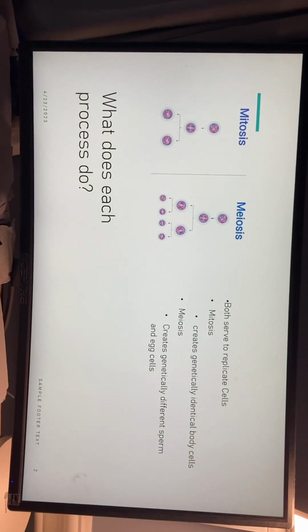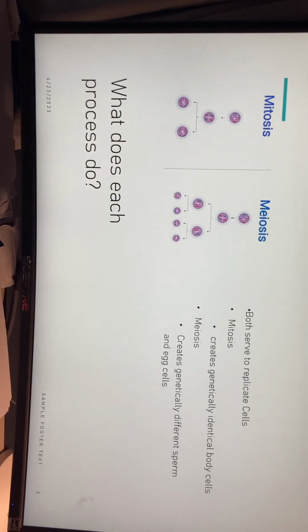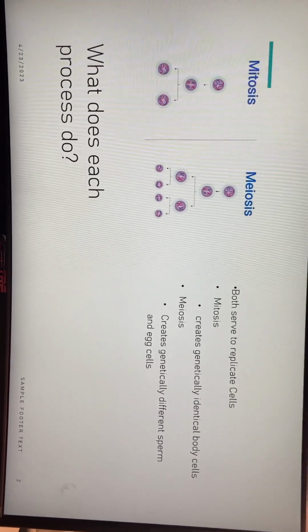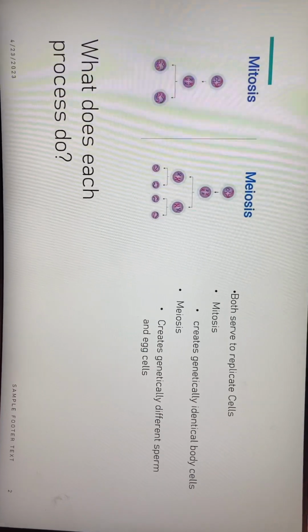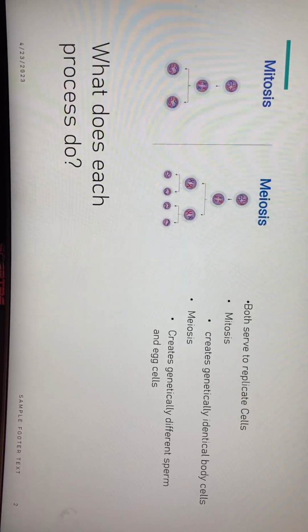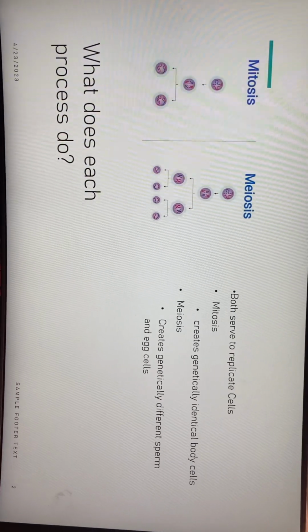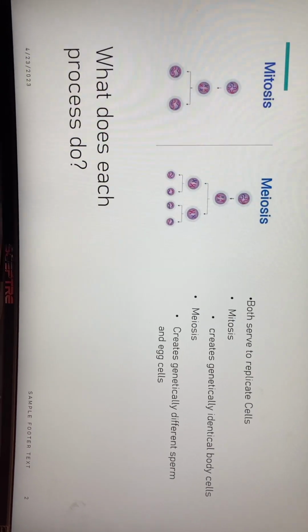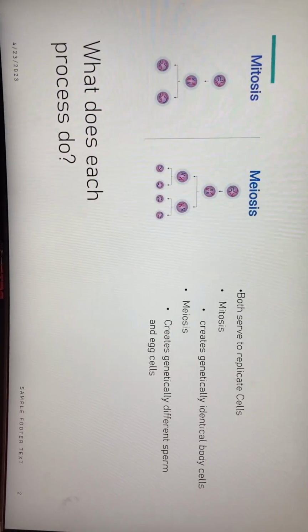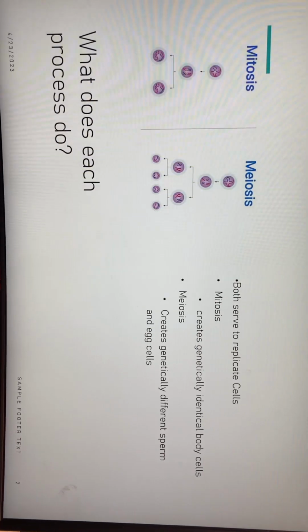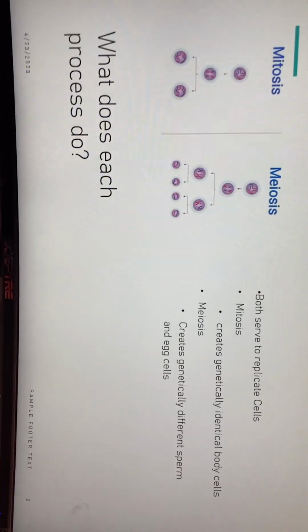So, first off, it's important to look at what each of these processes do. Both of these processes serve to replicate cells. Mitosis creates genetically identical body cells used for growth, and meiosis creates genetically different sperm and egg cells.